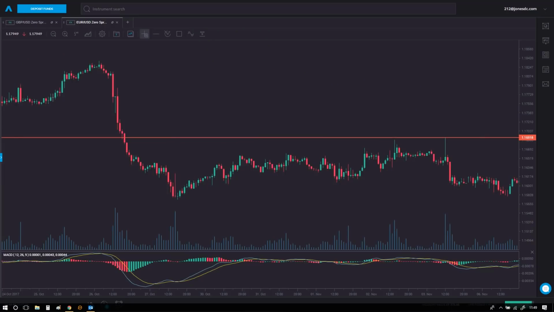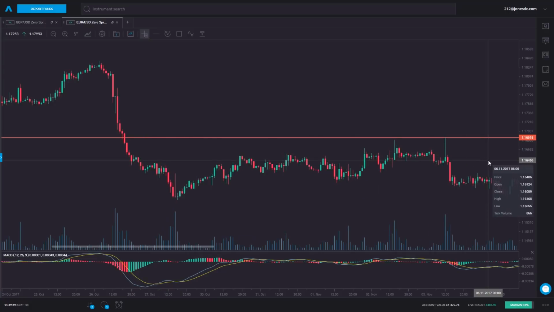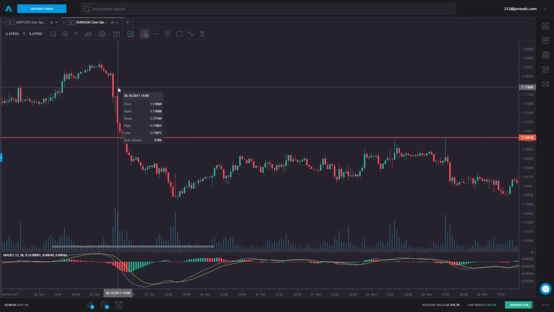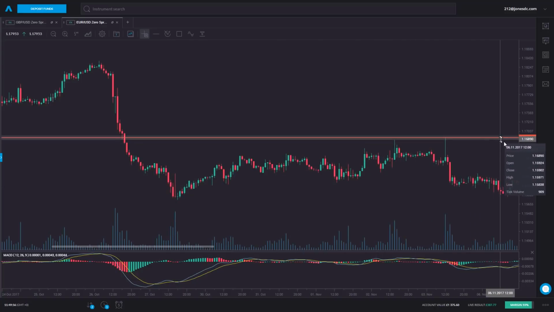Here's a short-term example on a foreign exchange pair, euro-dollar, zero spreads. So what we're looking at here, it's the end of October through to the first week of November, and we've seen the euro slid heavily, has rallied, but it really can't get through 116.91.